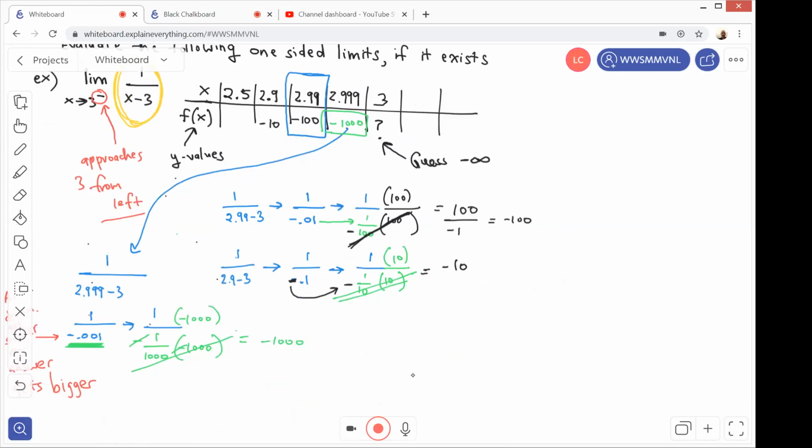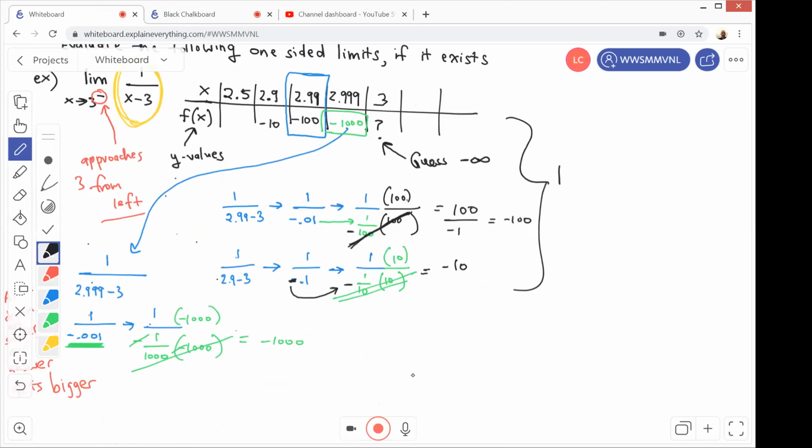you had a limit problem, the limit of 1 over x minus 3 as x approaches 3 from the left equals negative infinity. All right, I'm going to share my screen so you can see this graphically. Share screen.